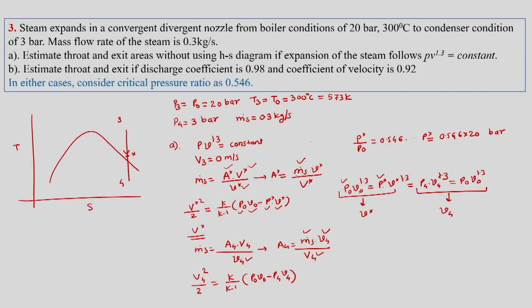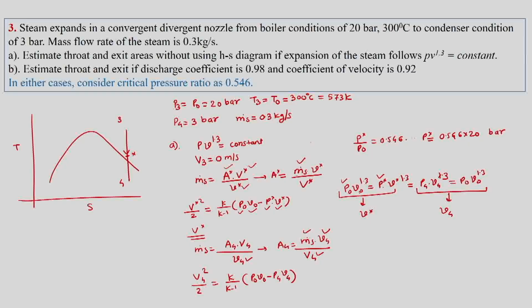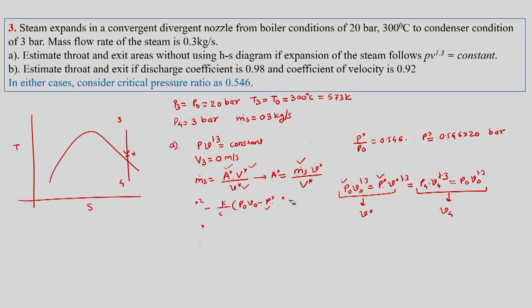So this is the procedure we would have adopted for finding out the exit area and the area at the throat. Now in part B, we are not told that PV raised to 1.3 is constant, but we are told something else: there is a discharge coefficient of 0.98.